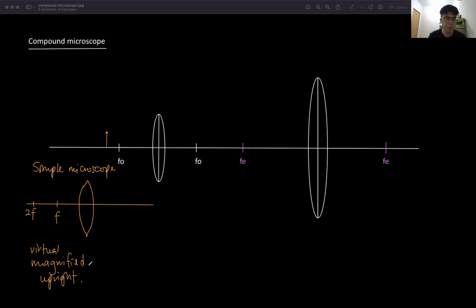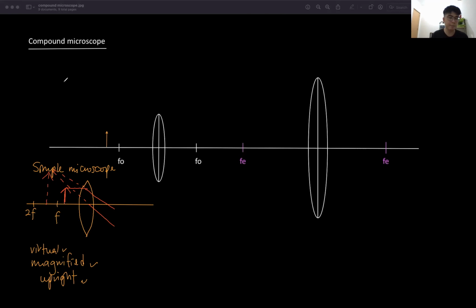Okay, we want a magnified image. That's the whole point of the magnifying glass. And upright, you don't want your words to be inverted, and then virtual. So where do you place your object? You place it less than F. Then if you draw the ray diagram, you already know how to draw the ray diagram, you'll get a virtual image on the left side. Okay, like this. So that is for the simple microscope.